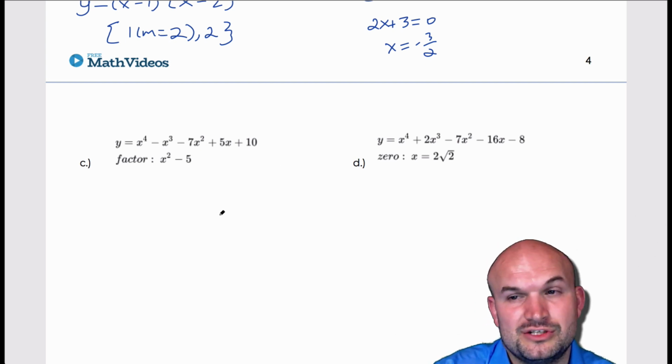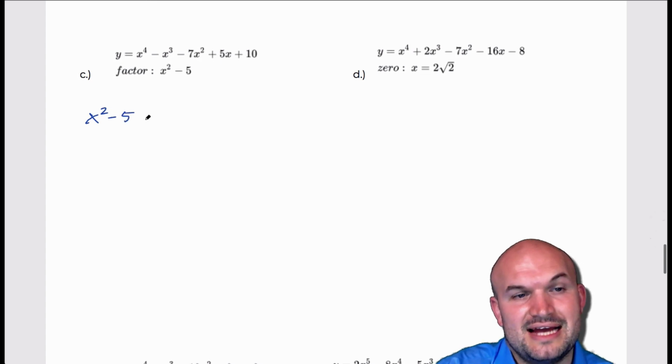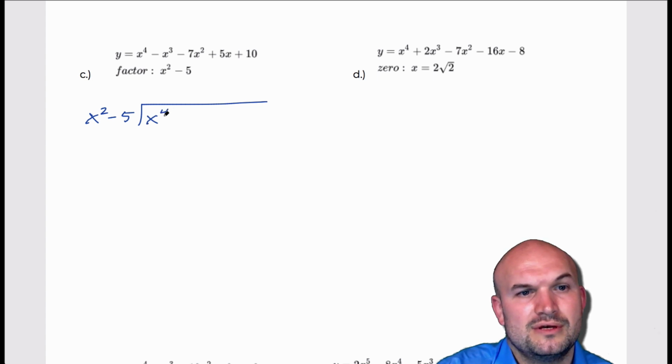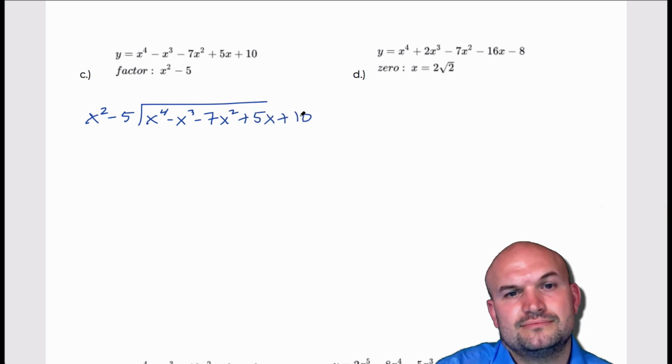And that's the way that I'm going to do this problem. So I'm just going to set this up because I see that it's not linear. So I'm like, you know what? I'm not even going to bother with it. I'm just going to do long division. So I have x to the 4th minus x cubed minus 7x squared plus 5x plus 10.